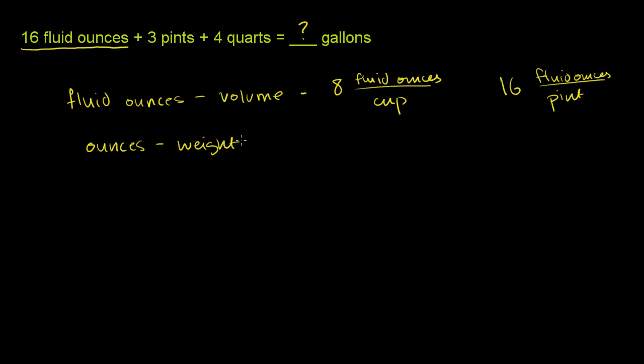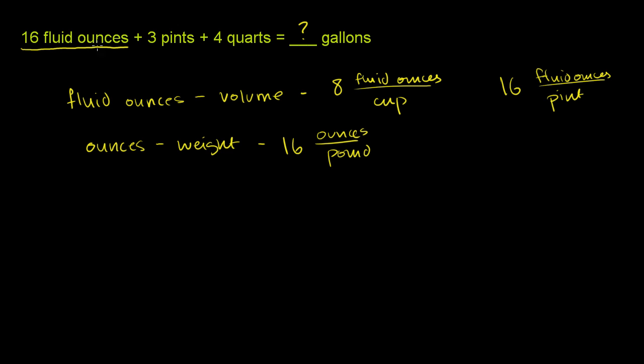Ounces, which is a unit of weight, you have 16 ounces per pound. And since I told you that a fluid ounce is a little bit more than an ounce, you could kind of figure out that a pint of water at standard temperature and pressure will weigh a little bit more than a pound, but roughly equal to a pound. So that's something that might make things simpler or more difficult. Now, let's actually tackle the problem.